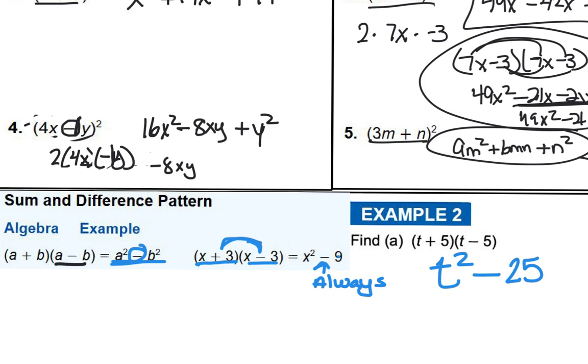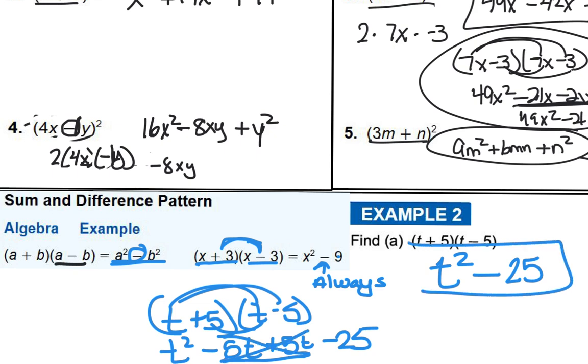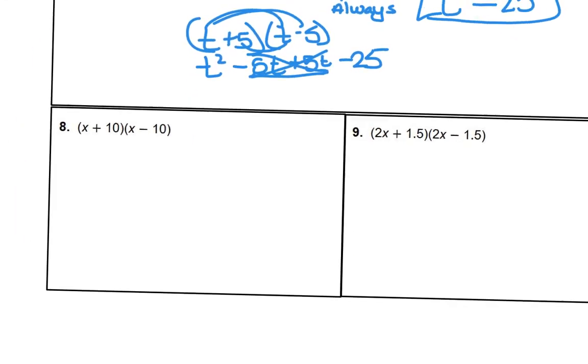And let's just prove that. t plus 5 times t minus 5. So t times t is t squared. t times negative 5. And then 5 times t. So see, this is where they cancel out, isn't it? Minus 25. These cancel out, and you're left with that. All right, let's do some examples.